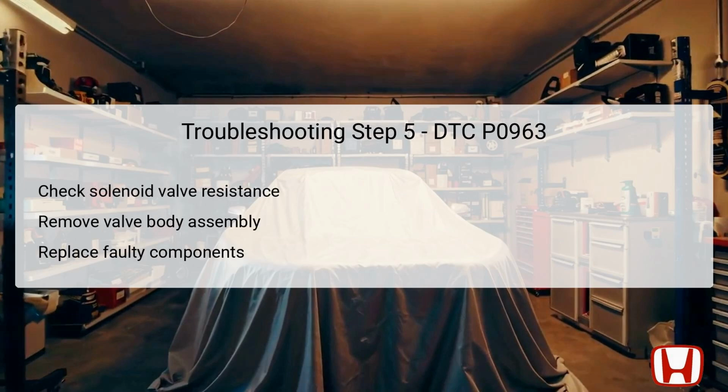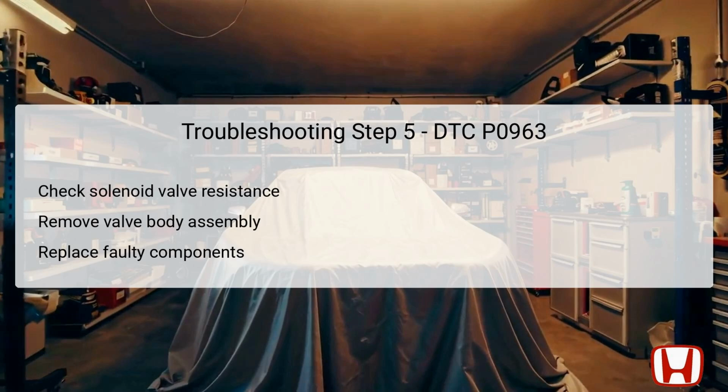In the final troubleshooting step, focus on the CVT drive pulley pressure control solenoid valve's functionality. Begin by removing the valve body assembly to gain access to the solenoid's connectors. With the assembly removed, disconnect the solenoid valve 2P connector and measure the resistance between the designated test points. This measurement is critical. It should fall within the specified range of 4.6 to 6.3 ohms.